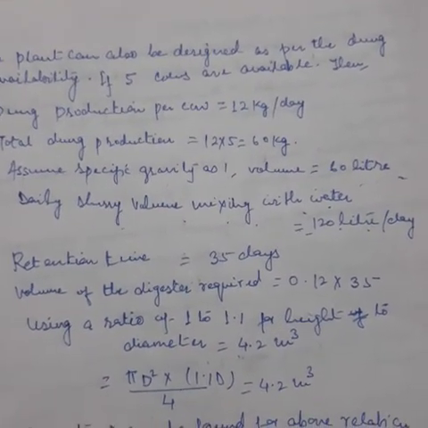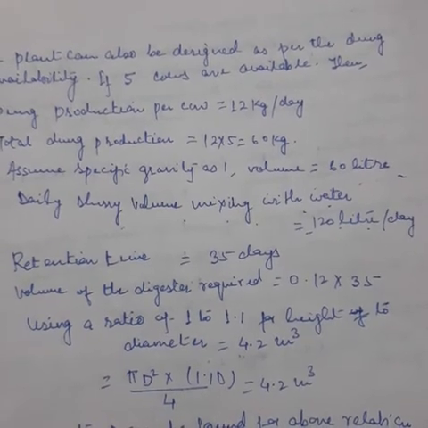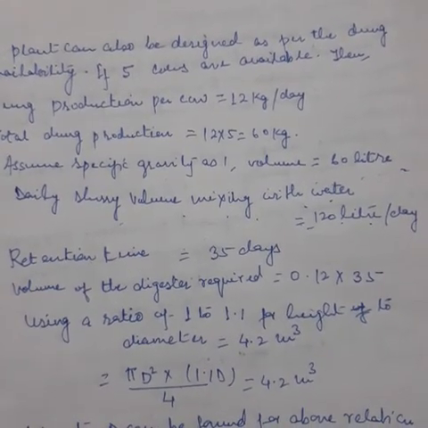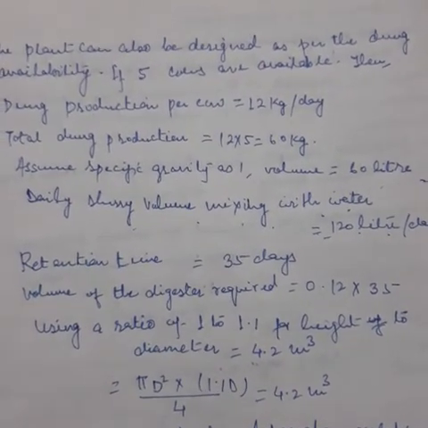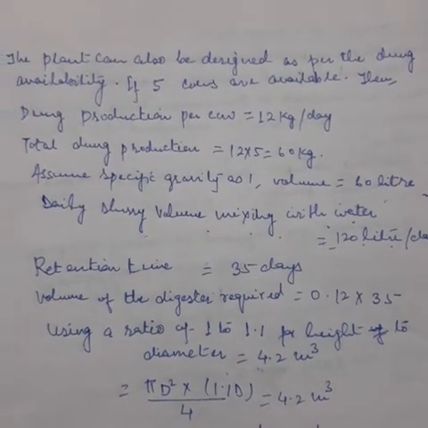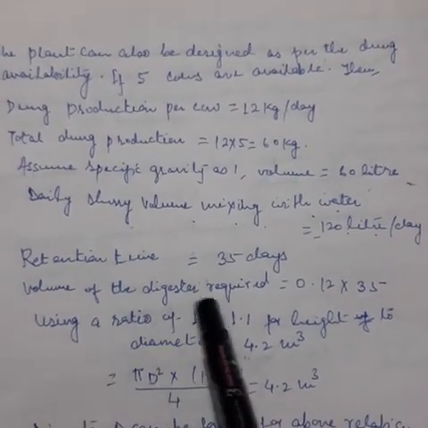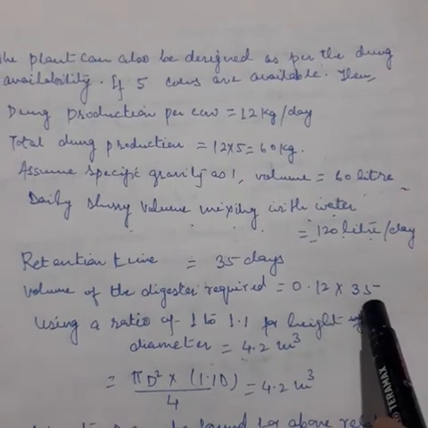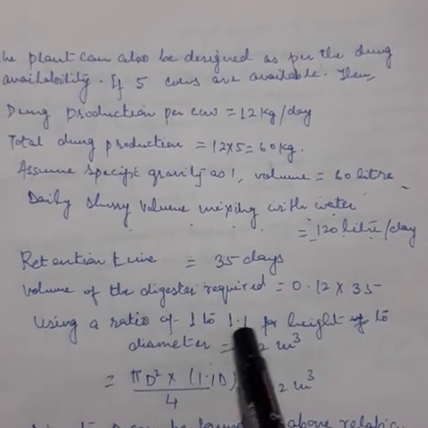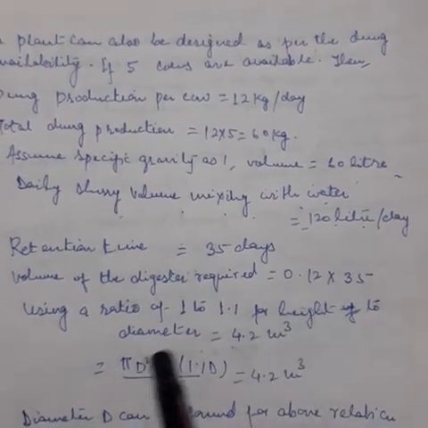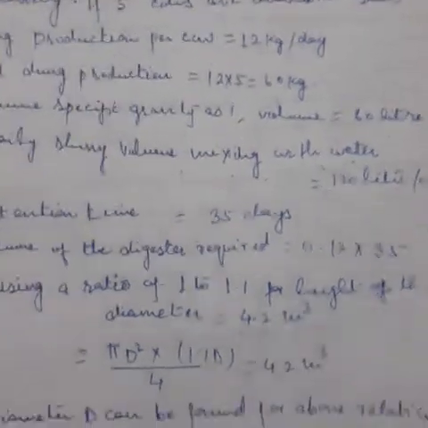Retention time here is 35 days: we put the total wet dung into the digester, and the retention time is 35 days. So the volume of the digester required is 0.12 into 35, using a ratio of 1 to 1.1 for height to diameter, that is equal to 4.2 meter.